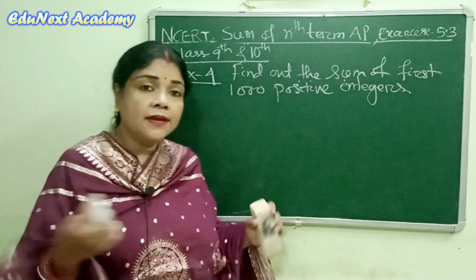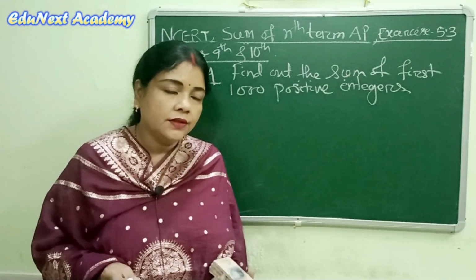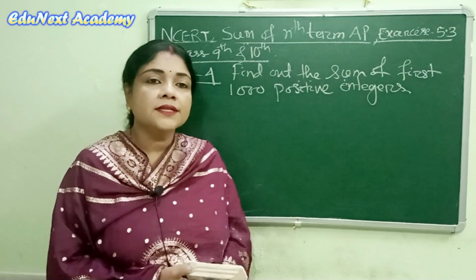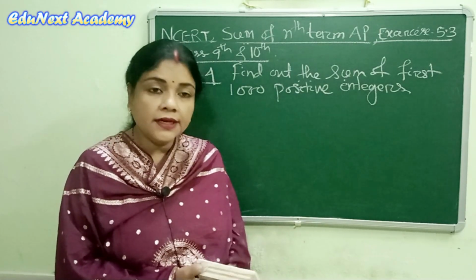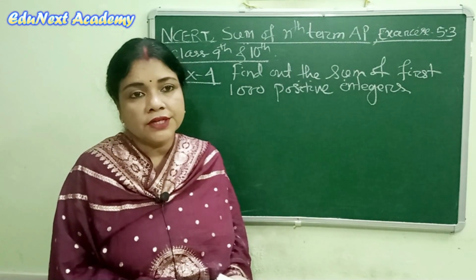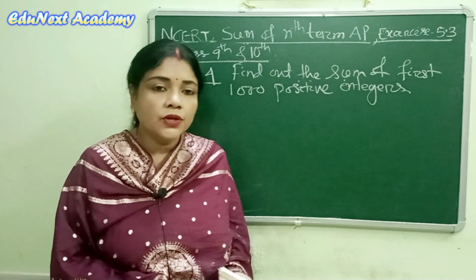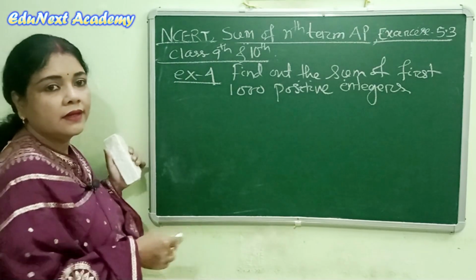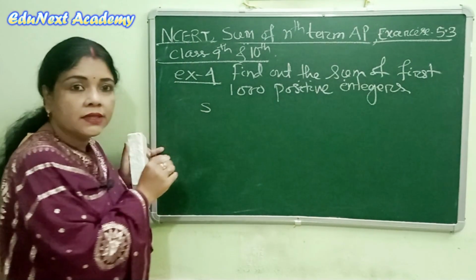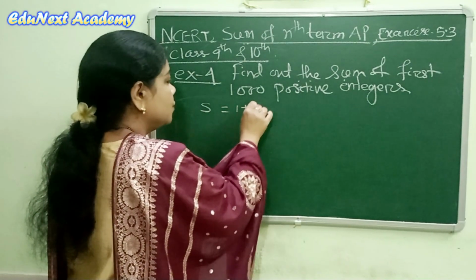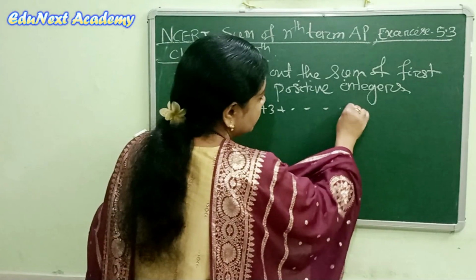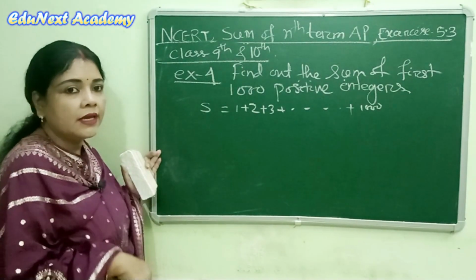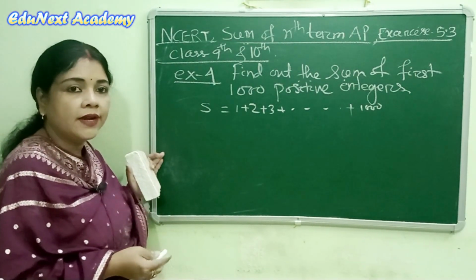This type of question is not only important for your examination. This kind of question also appears in interviews. After graduation, if you face an interview, a government interview, whether for railway or any other government job, you will face this type of problem. Here the sum of 1000 terms is given, starting from 1 plus 2 plus 3 up to 1000, the consecutive numbers.